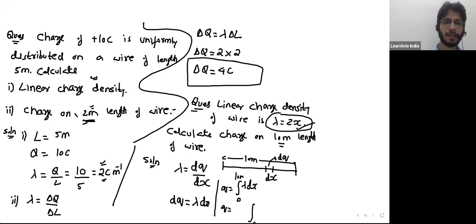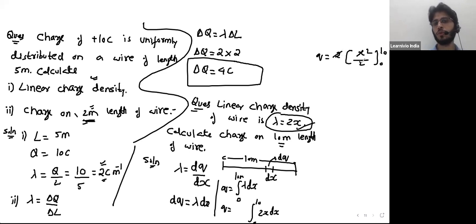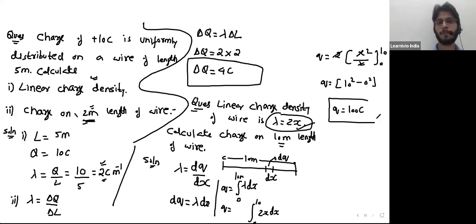So we can write this as the integral from 0 to 10 of lambda, which is 2x, dx. When we integrate it, we can take the 2 outside. The integral of x is x square by 2, with limits 0 to 10. So the 2 will cancel this 2, and your q comes out to be 10 square minus 0 square, which is 100 coulomb.